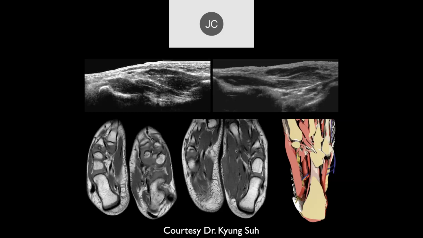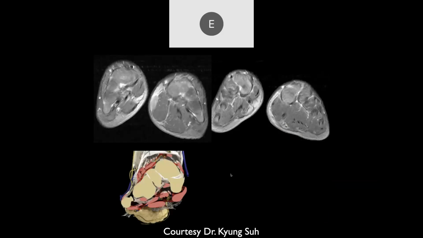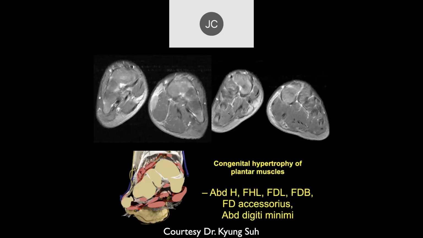Here's the MR scan. It looks like there's muscle on the medial side of the foot, more muscle than I would expect. Here are the coronal images. There's hypertrophy, it looks like, of that muscle, and it's on one side versus the normal on the opposite side. This is called congenital hypertrophy of the plantar muscles. It can involve any one or multiple of these particular muscles, and it's a congenital anomaly of the feet.